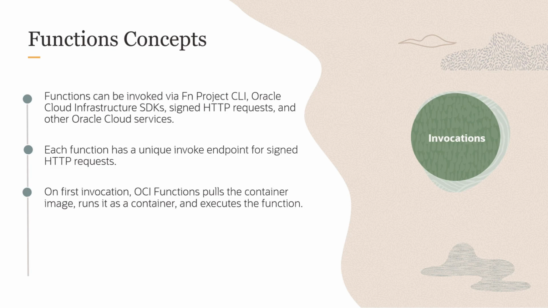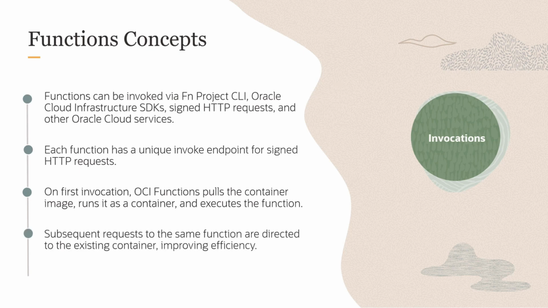When a function is invoked for the first time, OCI functions pulls the function container image from the specified container registry. It then runs the image as a container and executes the function. This ensures that the function is ready to handle requests as needed. For subsequent requests to the same function, OCI functions efficiently directs these requests to the existing container. This reuse of the container minimizes startup latency and improves overall performance.